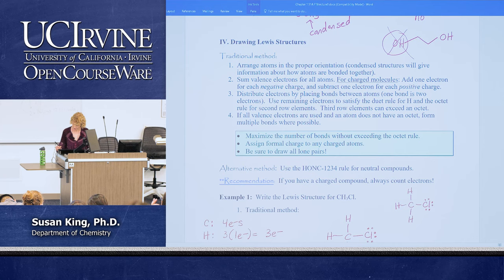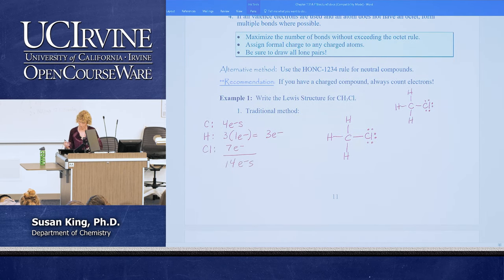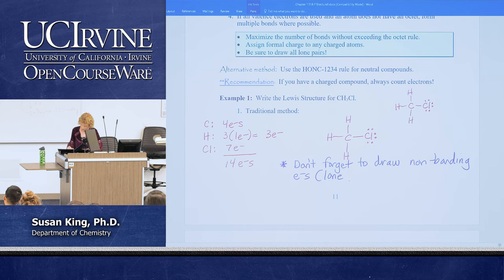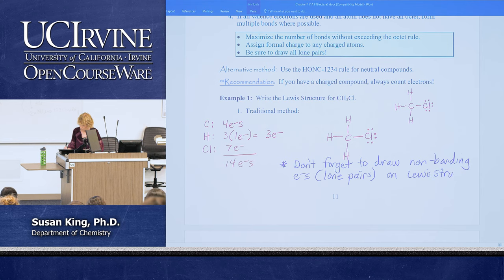All right, I do want to, I know you've already turned the page, sorry about that. I do want to say a couple things here. Don't forget to draw non-bonding electrons, also known as lone pairs. If it's a Lewis structure, I want to see all of them. And don't use lines for lone pairs in OChem. I know you like that little shortcut, but we don't use it in OChem.